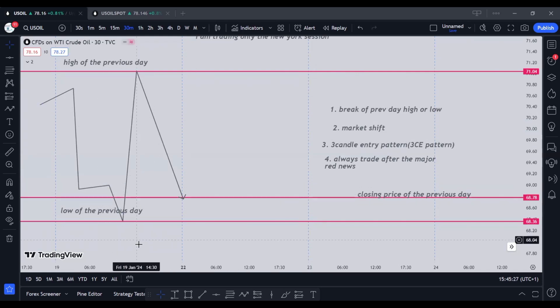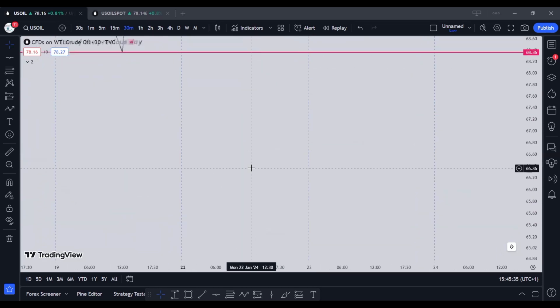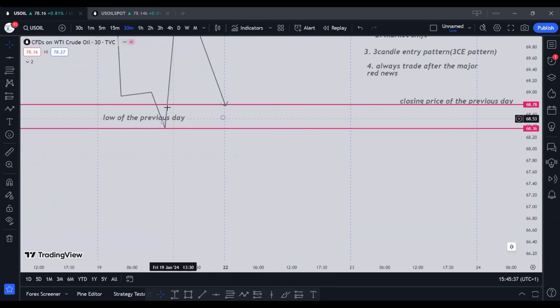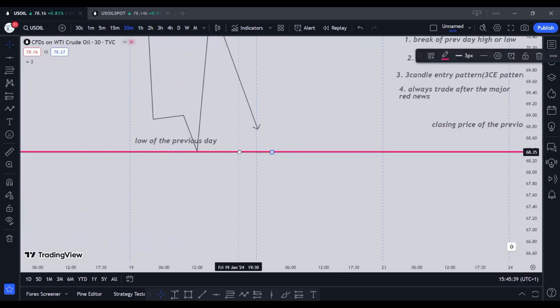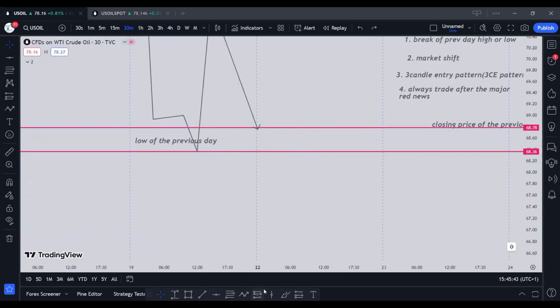Low of the previous day taken out, market shift, 3 candle entry pattern. What is the 3 candle entry pattern? This is the 3 candle entry pattern. Now, let's say I want to buy from this market. The market goes to the previous daily low. Let me give you an example now. It takes the low, creates something like this, and then creates a higher high.